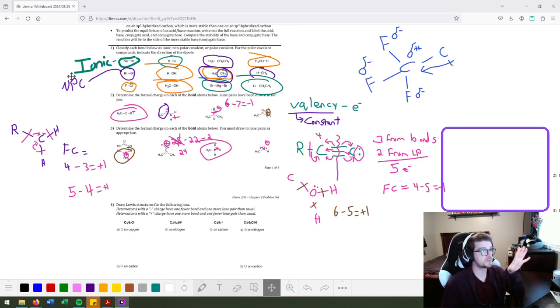So we went over a few examples of what falls into those different categories, and a little bit about why. We did a bit about talking about inductive effects and how those affect polarity through bonds. And we talked about how to calculate formal charge.